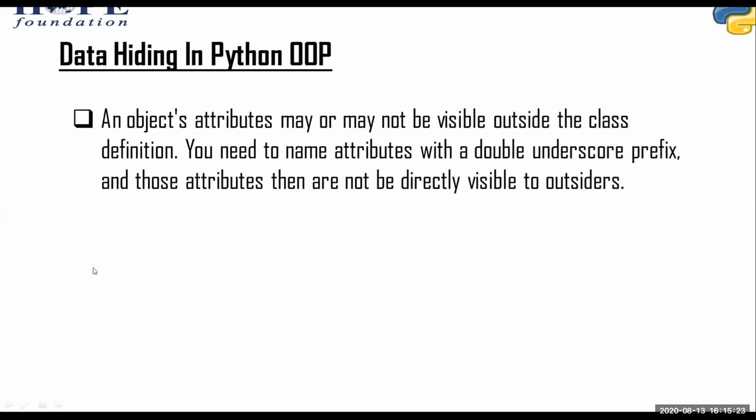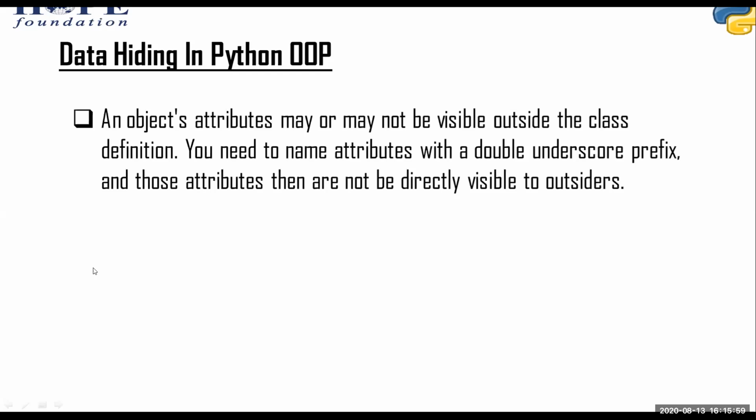You name the attribute with a double underscore prefix, and those attributes will not be directly visible to outsiders. So if you use a double underscore in front of your variables, it won't show when you call your object from outside your class. Let's see how to do that.